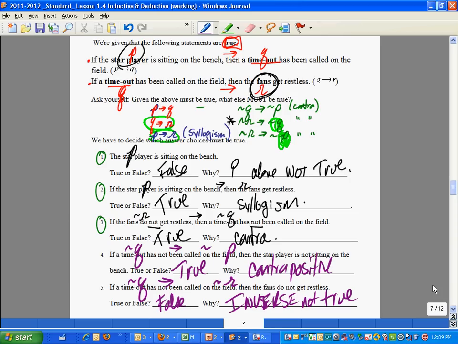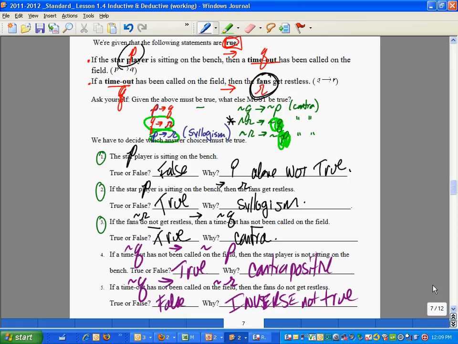Okay, so remember what is true. Contrapositive is true. Syllogism is true. Detachment is true. I'm going to write those three up here. What does syllogism mean? If you get good grades, you get into a good college; you go to a good college, you get a good career. Therefore, if you get good grades, you get a good career.